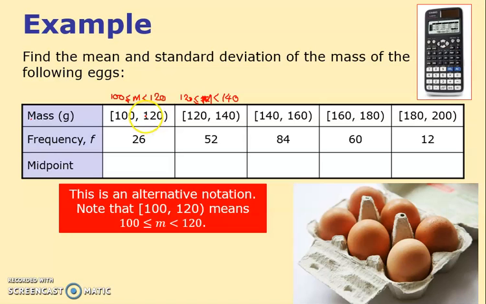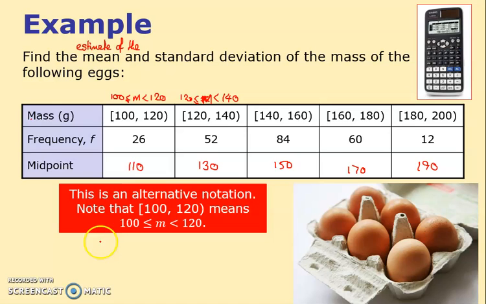And it's very common to be asked to find, well, this says the mean. It usually will say the estimate of the mean and the standard deviation. Because really, I don't know what the actual weight of these 26 eggs are. I just know that there are 26 between 100 and 120. So I kind of have to assume that they're all 110, bang in the middle, the midpoint. These ones I'm going to have to assume 130, 150, 170, and 190.